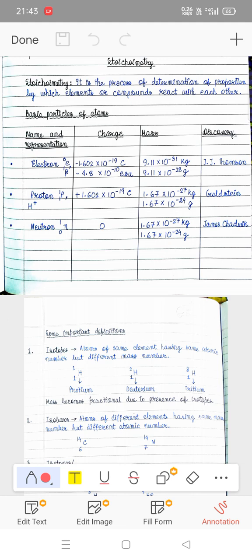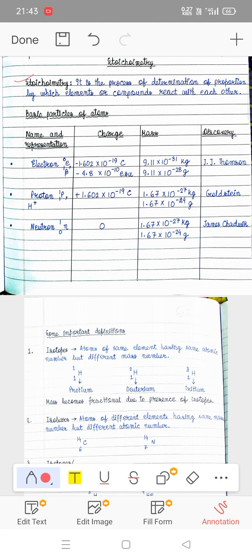Today we will start with a new chapter, chapter 1, that is Stoichiometry. So the first question comes, what is stoichiometry? It is the process of determination of proportion by which elements or compounds react with each other. Next, we will study about basic particles of atoms.